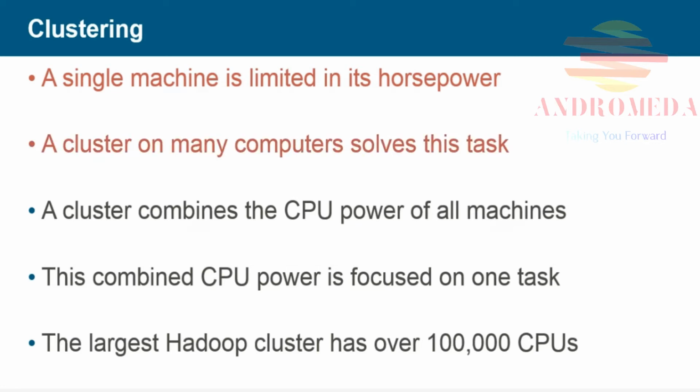A cluster solves this problem. A cluster is a series of machines that combine the CPU processing power. A cluster can consist of two or more machines. Yahoo has over 100,000 CPUs and over 40,000 servers running Hadoop, with the biggest Hadoop cluster running over 4,500 nodes.